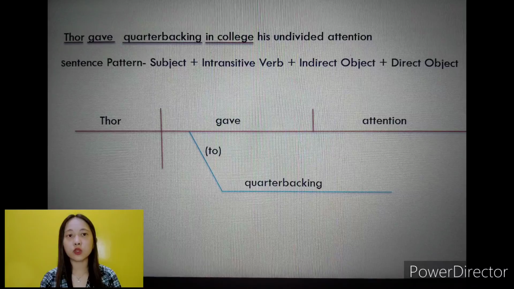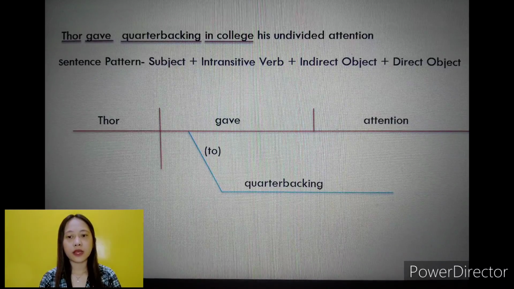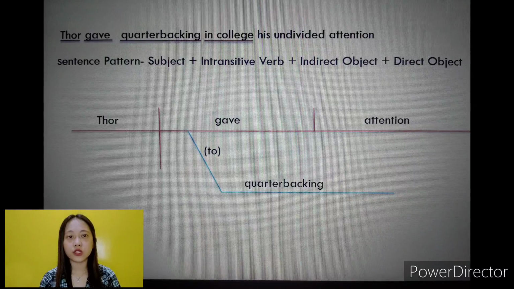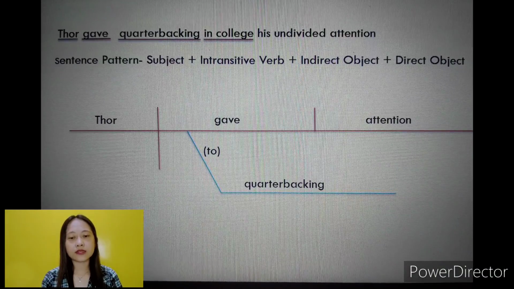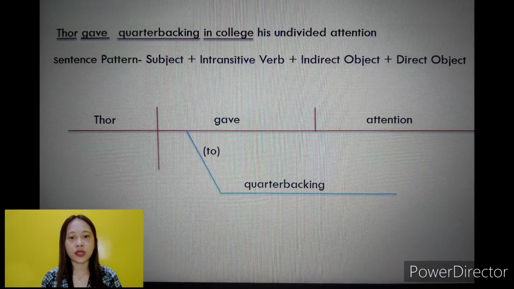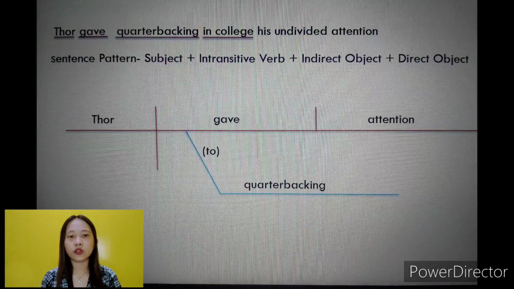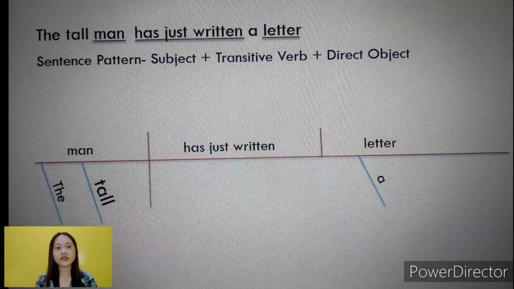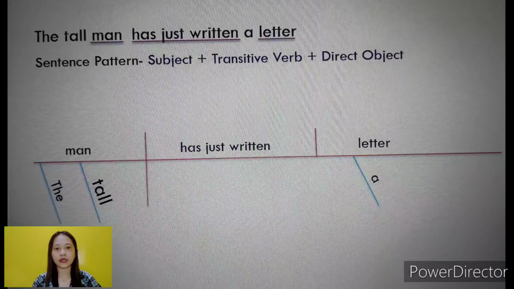The word to is placed on a slanted line in parentheses because the preposition is understood. In fact, you could rewrite the sentence with the preposition and you would have an object of the preposition rather than a direct object. Next sentence is, the tall man has just written a letter.